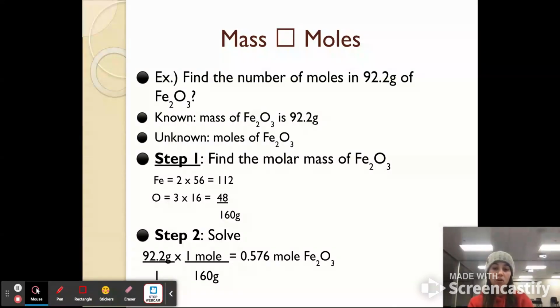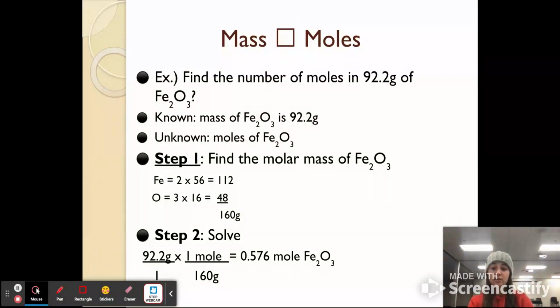Step 2, we're going to solve, right? So my known is going to go in my top left corner. My known in this problem is 92.2 grams, so I'm going to put that in the corner. So my next question is, I'm trying to cancel grams. So does grams have to go at the top or the bottom? Because I have grams up top, I need grams at the bottom for them to cancel out. And I put moles at the top.